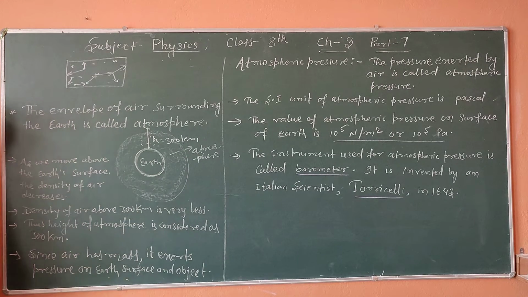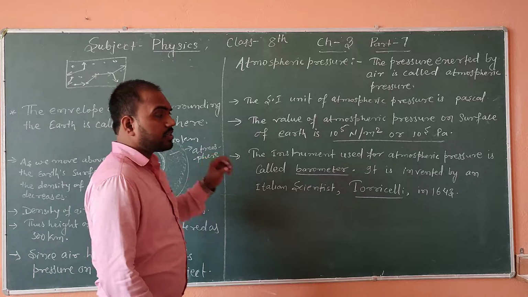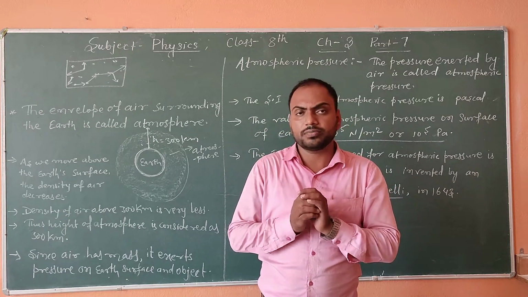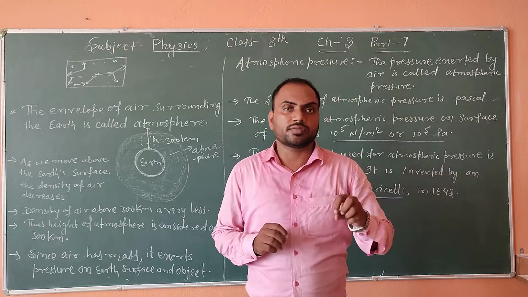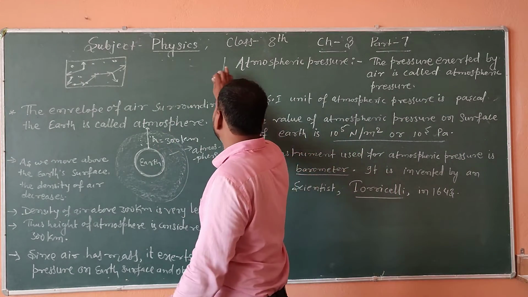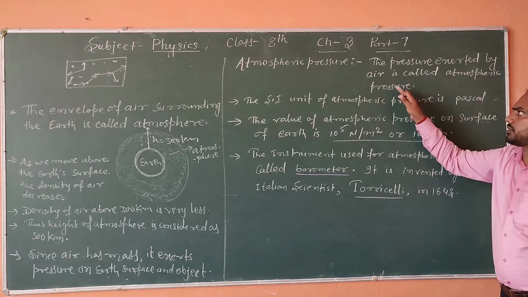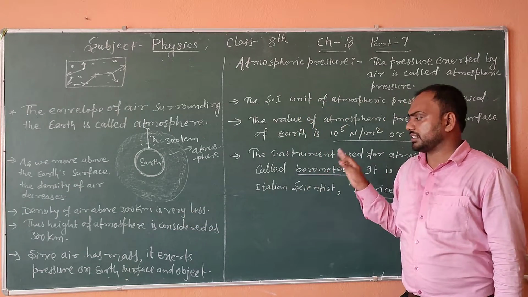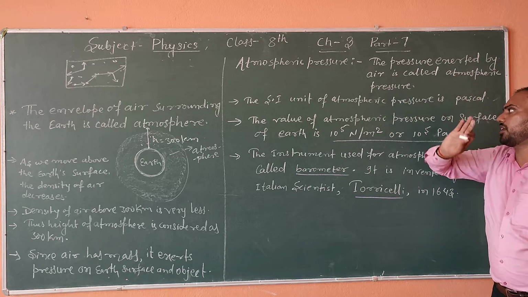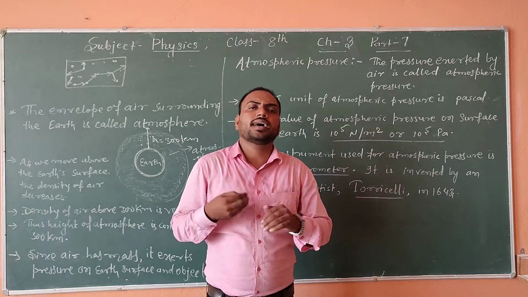Since air has mass, it exerts pressure on the Earth's surface and objects. As we know, air is made up of a large number of molecules and atoms, and these molecules have mass. That's why it puts force on the objects and surfaces around the earth. The pressure exerted by air is called atmospheric pressure. Since air exerts pressure because it has mass, whatever pressure is exerted by air is called atmospheric pressure.